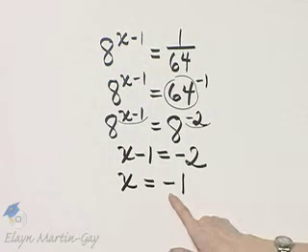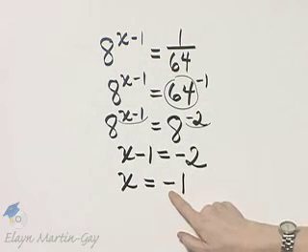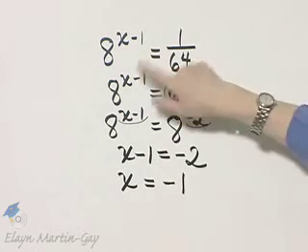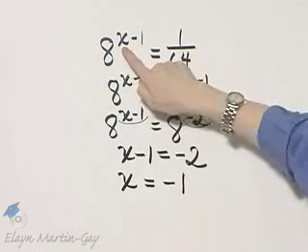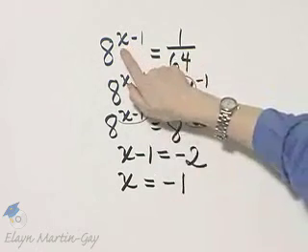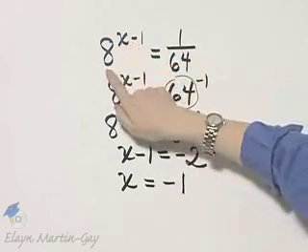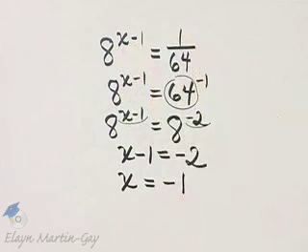Now I'll let you check. I'm saying negative 1 is the exact solution here. You check exponential equations just like every other equation. You check by replacing your proposed solution for x in the original equation. Notice if x is negative 1, minus 1 is negative 2, and you have 8 to the negative 2 is 1 over 64, a true statement.